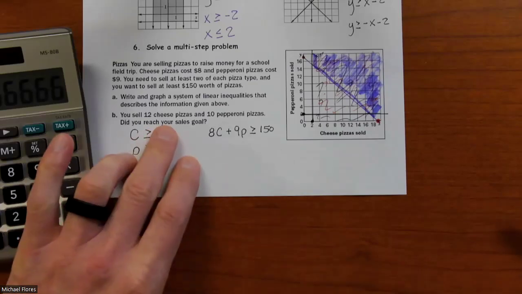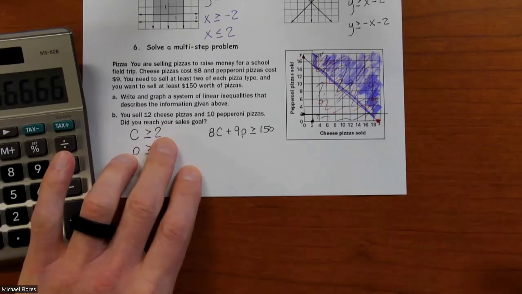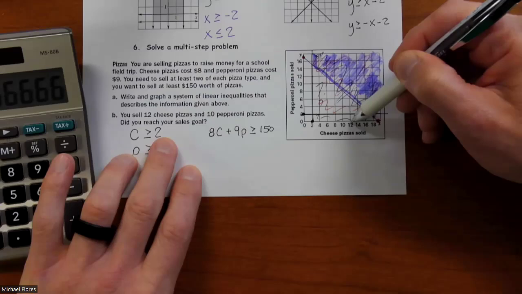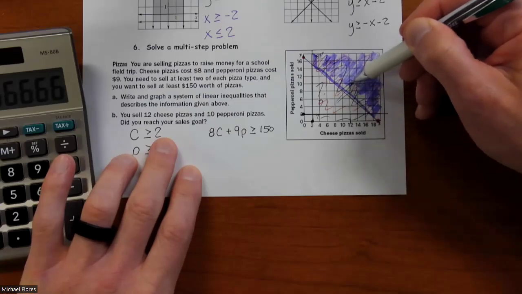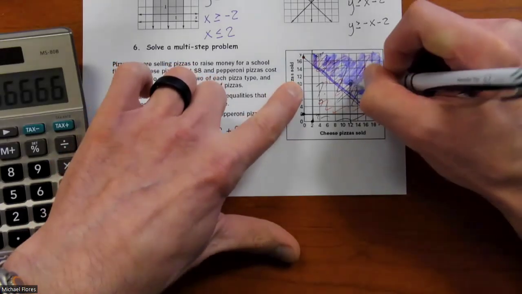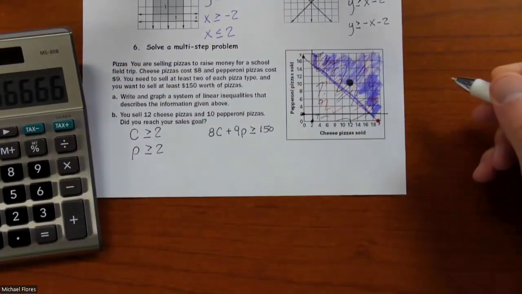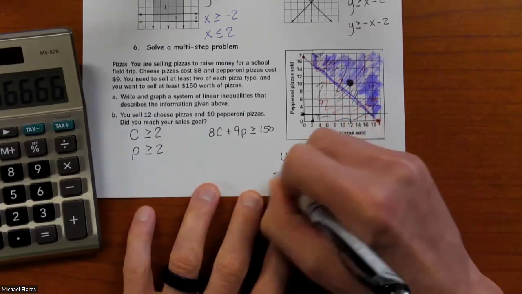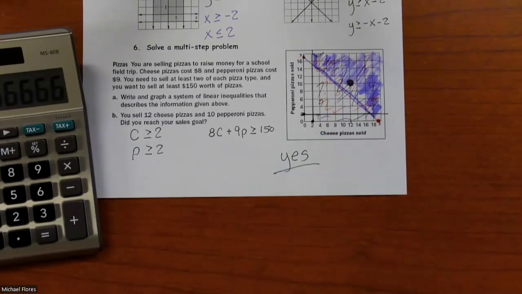You sell 12 cheese and 10 pepperoni. Did you reach your sales goal? Well, let's see. Let's go right to where 12 is and up to where 10 is. This ordered pair right there. Since we're in the shaded region, yes, we did. That is your answer for part B. Good job, Algebra 2.